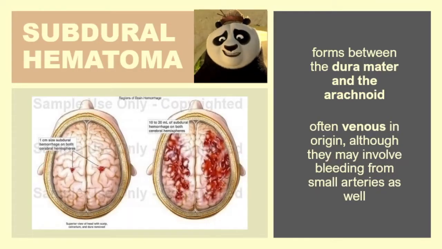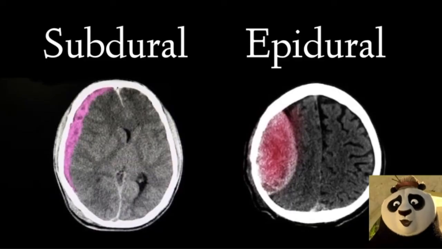Now, subdural hematoma would form between the dura mater and the arachnoid. Often this is venous in origin, although it may involve small arteries, but oftentimes these are veins. Now, if again I would be differentiating between subdural and epidural hematoma, you can recall that your epidural hematoma would have a shape like this, that of a pear, and then your subdural hematoma is comparable to the shape of a thin banana here.